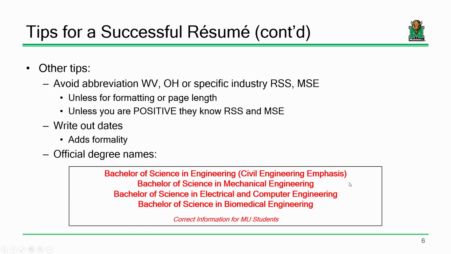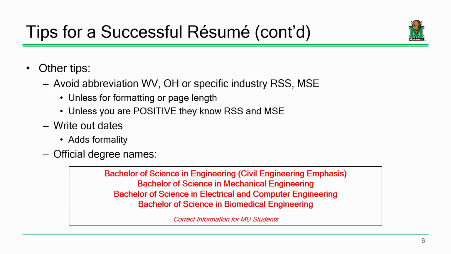Other tips: in a resume, if you're fortunate enough to have a lot of experience, usually what you're trying to do is compress a bunch of information into a single page. Usually that's the goal, to optimize the use of your space. And so that can mean using abbreviations. What I would say when it comes to abbreviations is tend to avoid them unless you're positive that you know what they are.